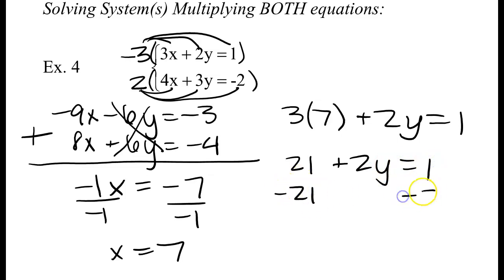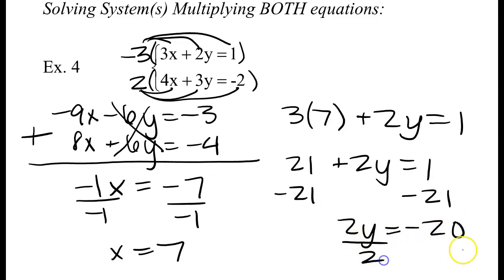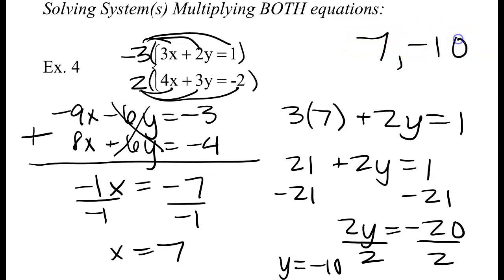Subtract 21 from both sides. You get 2y is equal to negative 20. Divide both sides by 2. You get y equals negative 10. So my final answer is 7 comma negative 10. You always need two variables in your answer if you start the equations with two variables. Okay, let's do one more example.